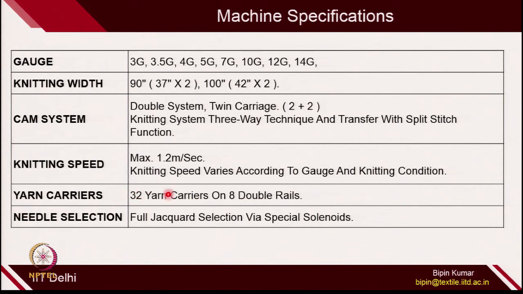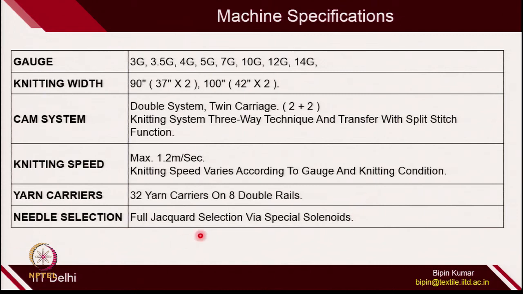Yarn carriers, so 32 yarn carriers on 8 double railing. So, railing is there on which the feeder rails actually move, and in each of these feeders you can fit up to 32 yarn carriers. So, you can imagine you can play with 32 different colors of yarns at the same time.